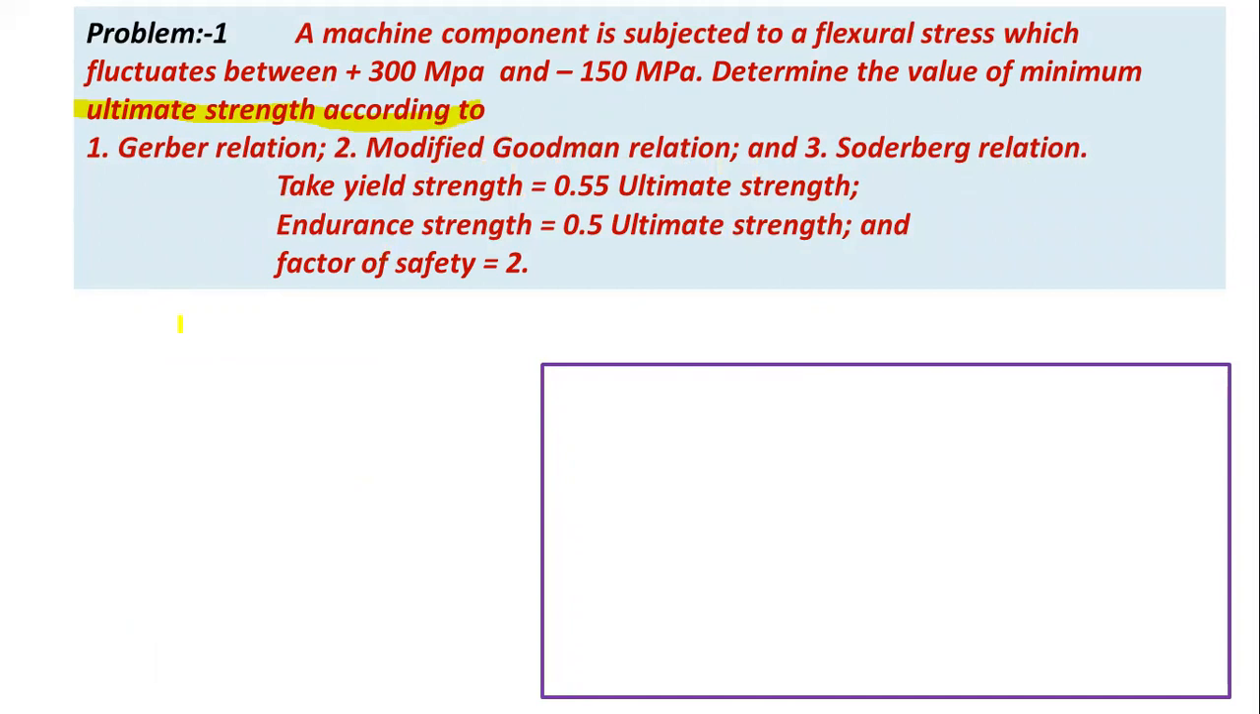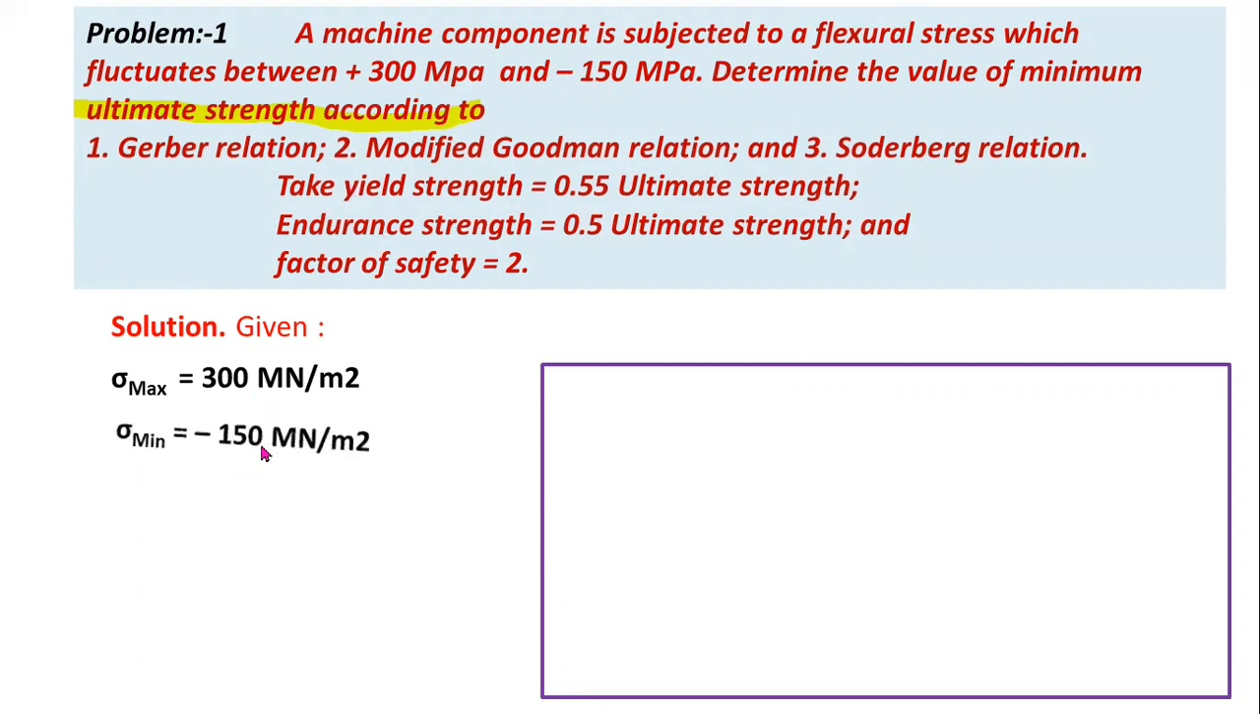So here the given data is maximum and minimum stresses. Here 300 megapascal is the maximum stress, and minus 150 megapascal is the minimum stress. So from given data, sigma max equal to 300 and sigma minimum equal to minus 150. 1 megapascal equal to 1 Newton per meter square. This is the maximum stress, this is the minimum stress.